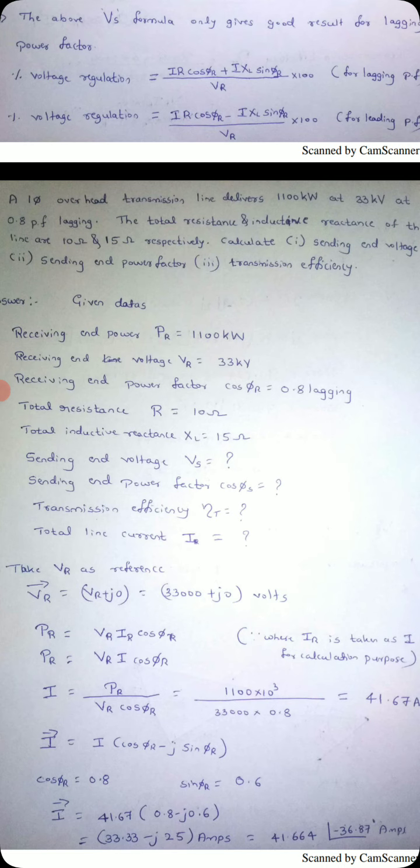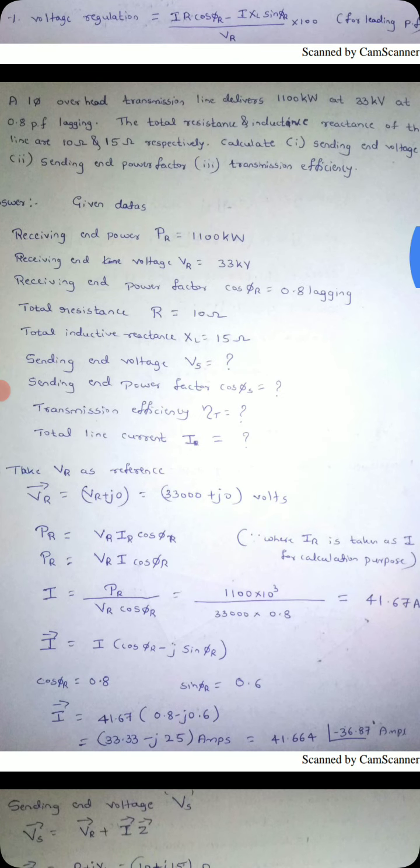The receiving end power factor is cos phi r equal to 0.8 lagging. Resistance R is 10 ohms, and inductive reactance is 15 ohms. We need to find Vs, cos phi s, the efficiency, and the line current. Fine, we go with the same complex notation. Vr vector is equal to Vr plus j0, that is 33,000 plus j0.